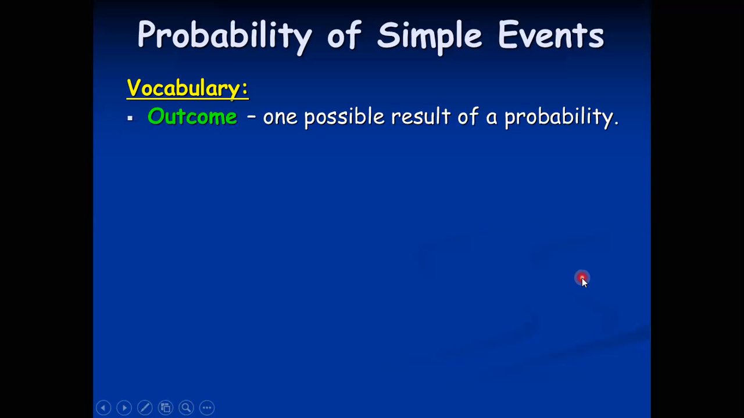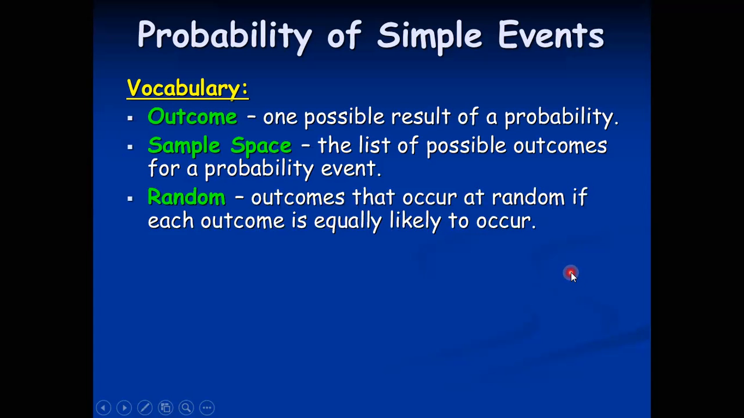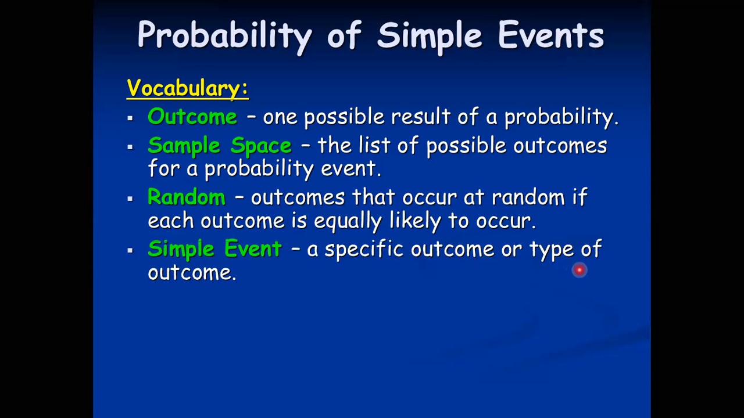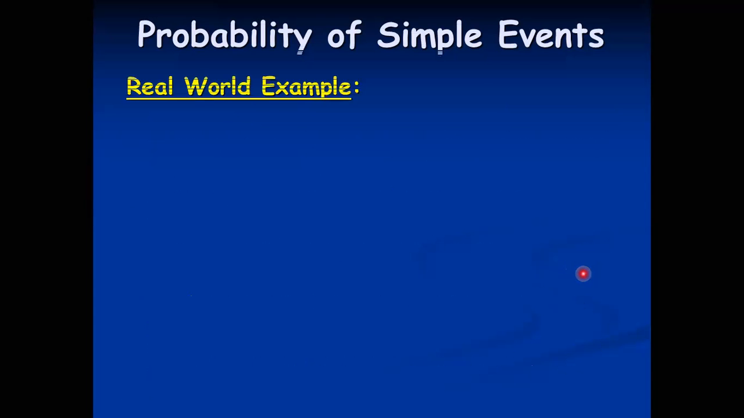Some of the words that we shall meet: we have the possible result of a probability, that's what we call an outcome. Then the sample space, that is the list of all the possible outcomes in a probability event. Then random, those are outcomes that occur or are likely to occur, and then a simple event is some specific outcome or a type of outcome. Then complementary events, those are the ones where the sum of the probabilities of the events adds up to 1.